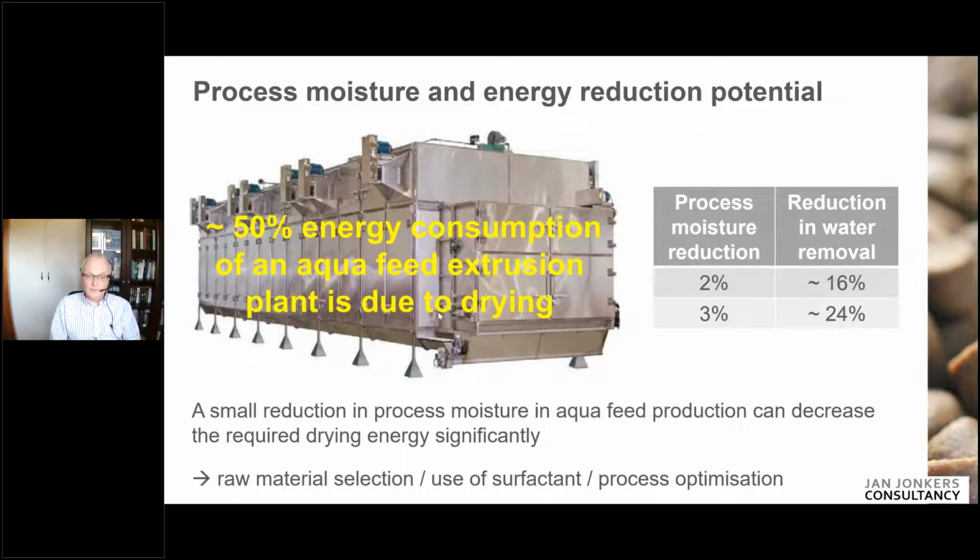You could also think about using a product that contains a surfactant that will smooth the whole process, and that could also reduce the amount of process moisture. You could look at process optimization, like we just discussed for the conditioner. And all these things could reduce the process moisture content. And then if you look at the table, then only a small amount in moisture reduction will have a big impact on reduction in water removal of the dryer, so of the dryer load. So 2% will already give a 16% reduction in dryer load, 3% even a 24% reduction in dryer load. And this is something you will for sure recognize on your energy bill. So that could be interesting to look at this and to see if there's something to optimize here.